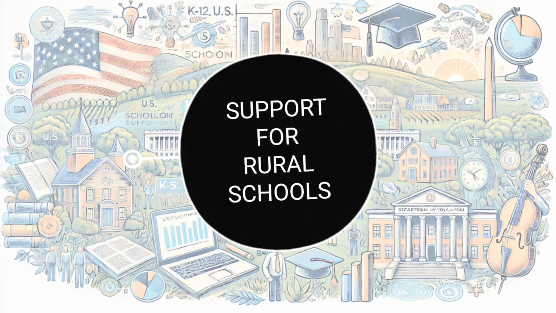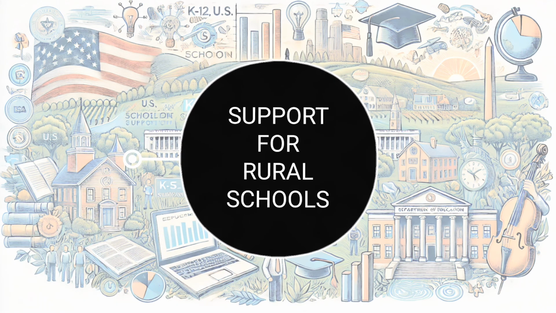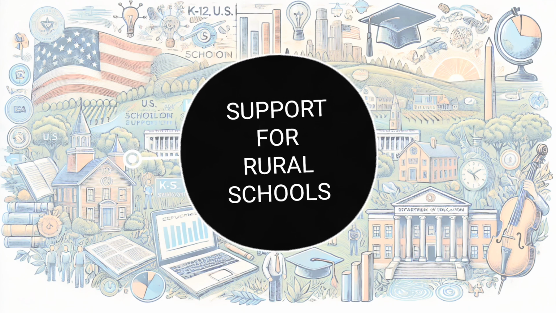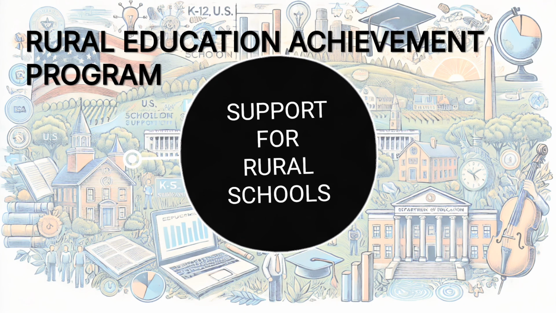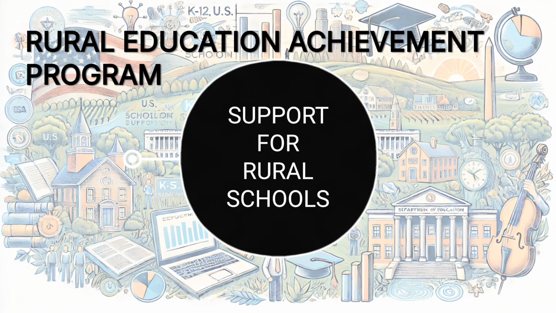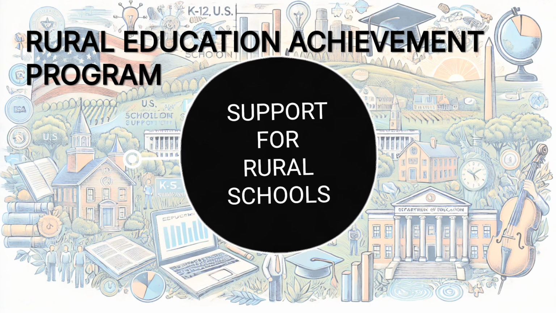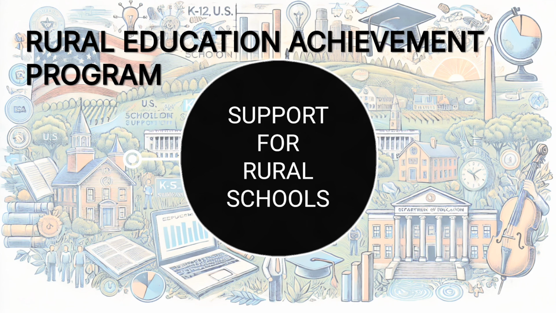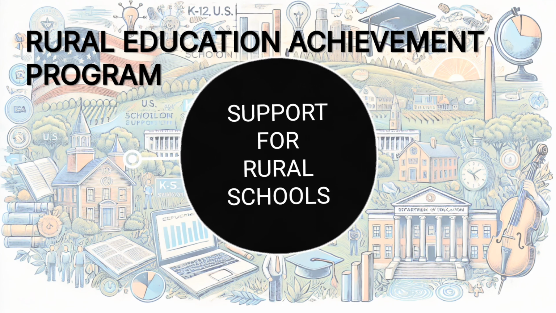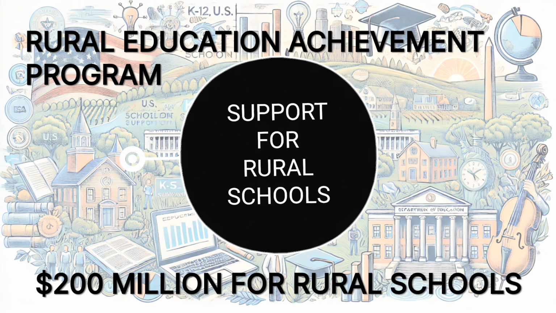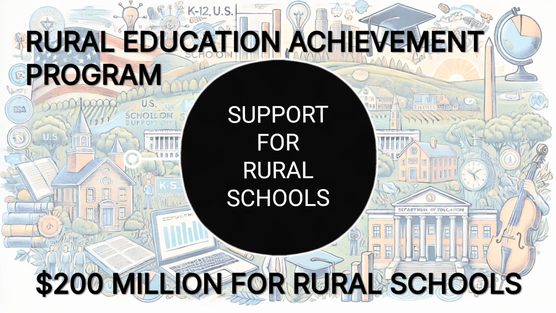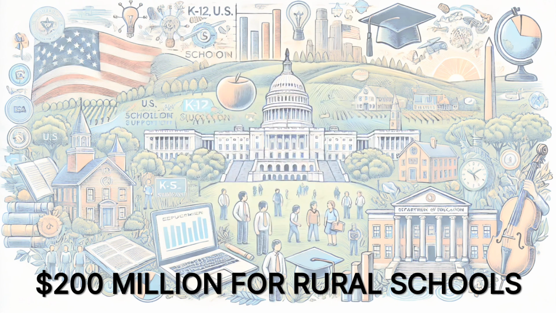Support for rural schools. The Department of Education also has specific programs aimed at supporting rural schools. The Rural Education Achievement Program, or REAP, is designed to help rural districts that often struggle with limited resources and geographic isolation. REAP provides flexible funding that can be used for technology, teacher training, and other essential needs. In 2024, approximately $200 million was allocated to rural schools through REAP and related programs.